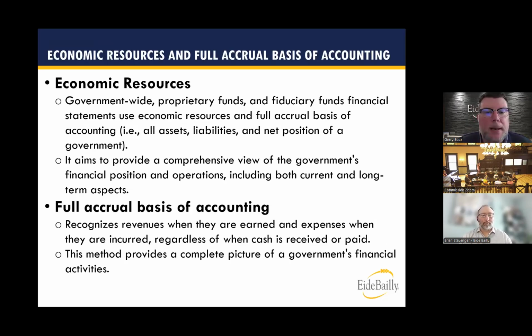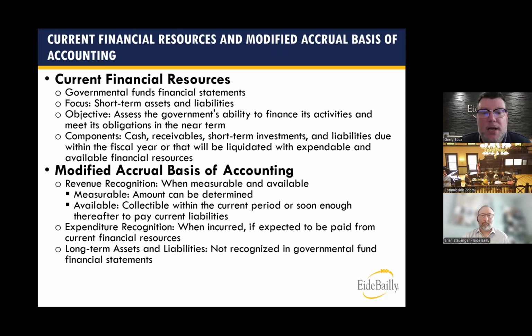And so, like I mentioned, most of the financial statements are going to be using the economic resources and full accrual basis of accounting, except the governmental funds. Everything else, government-wide, proprietary, et cetera, are going to use this. Governmental funds themselves, current financial resources, modified accrual basis of accounting. It's closer to the full accrual than it is the opposite side of cash. So in other words, it's going to include most transactions and events except for long-term assets and long-term liabilities. Where that gets captured at the full GASB GAAP is at the government-wide financial statements.